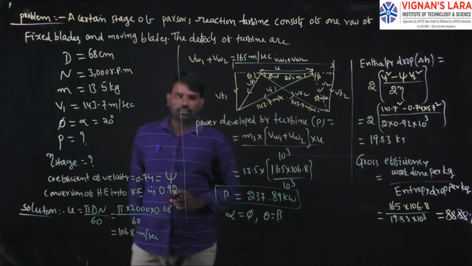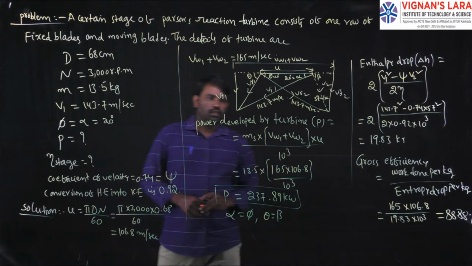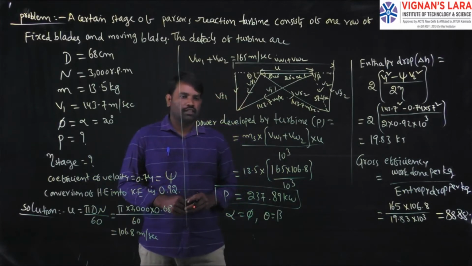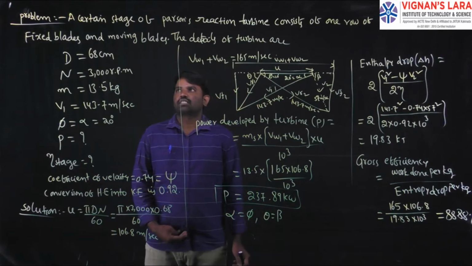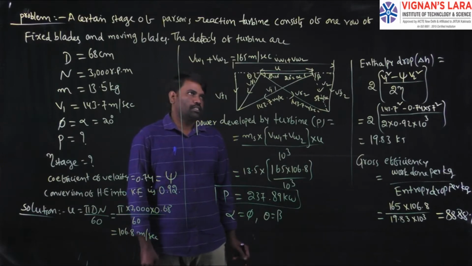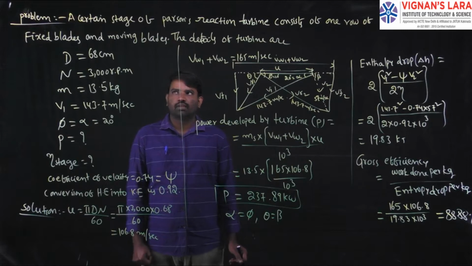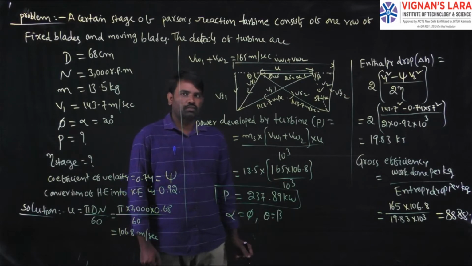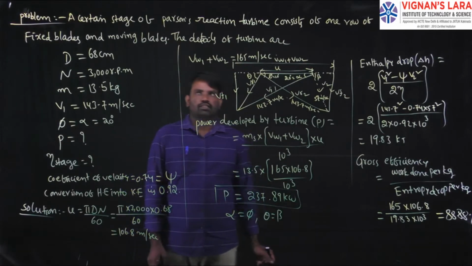Good morning, students. Today we'll see one problem on reaction turbine. The problem is: a certain stage of a Parsons reaction turbine consists of one row of fixed blades and moving blades. So this problem belongs to a single stage reaction turbine.